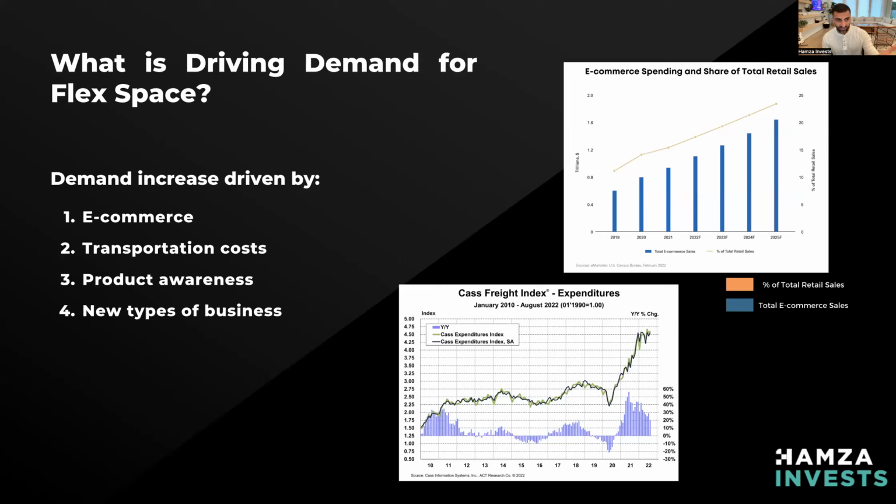So we have e-commerce, that's number one, which I already talked about. And then we have transportation costs, which is number two. Transportation costs are at an all-time high. I anticipate this number to drop a little bit. But that doesn't mean that the supply chain is going to get back to where it needs to be, which means there's going to be more storage that is required.